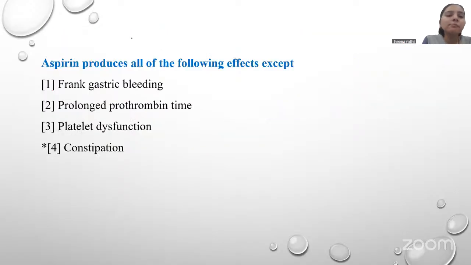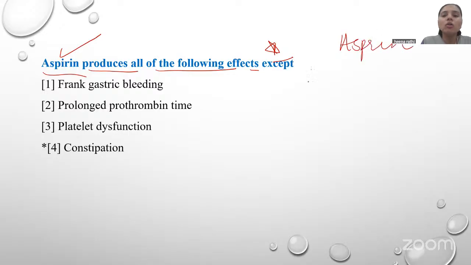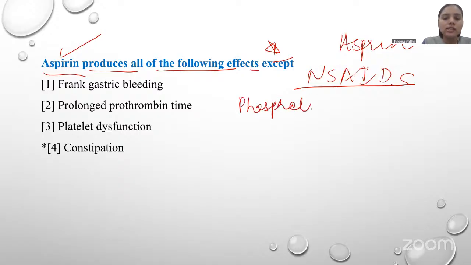Next is: aspirin produces all of the following except. What is aspirin? Aspirin is a non-steroidal anti-inflammatory drug.